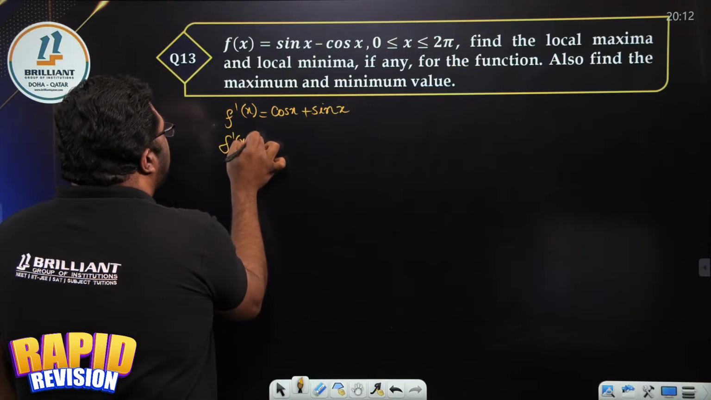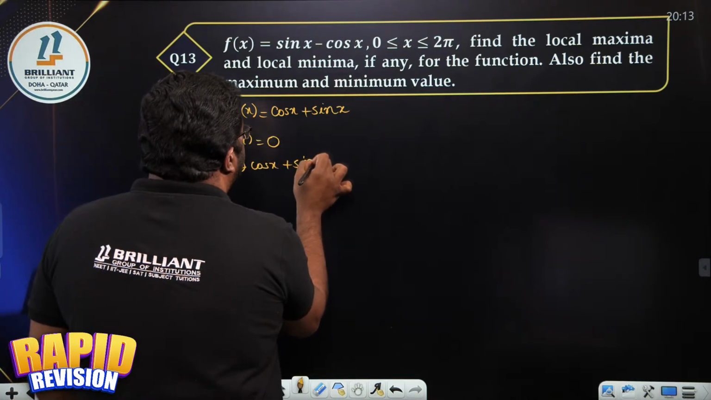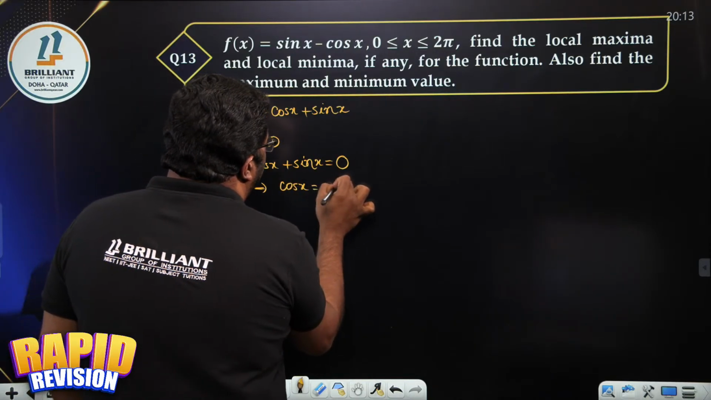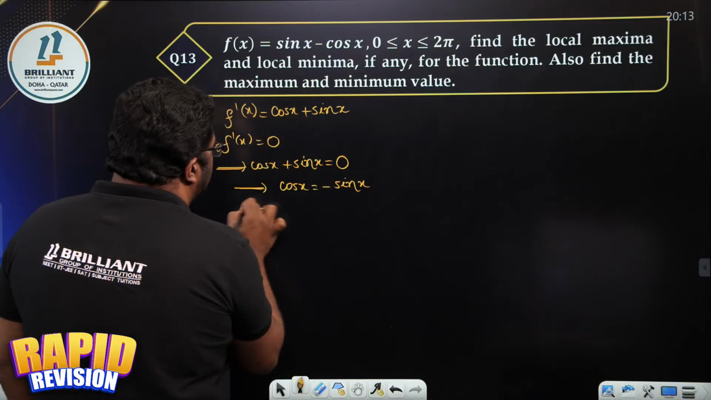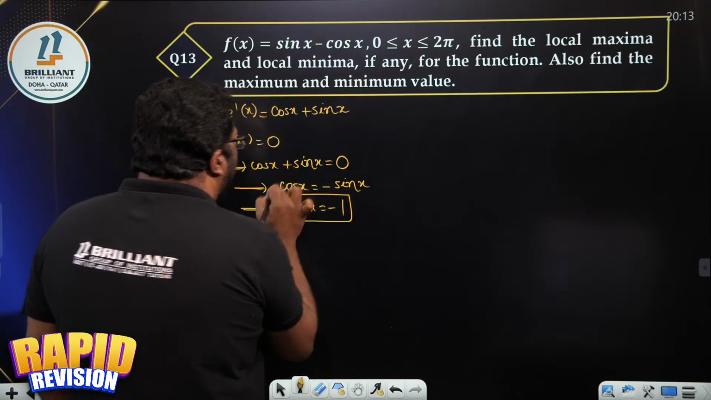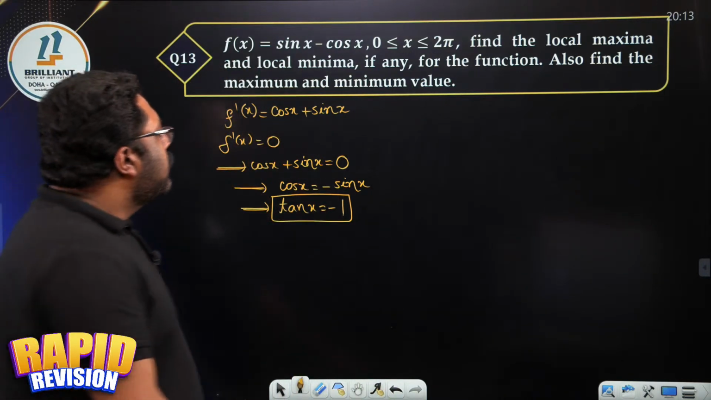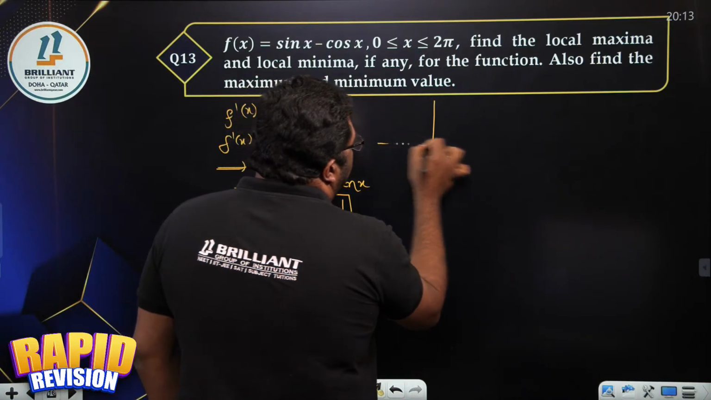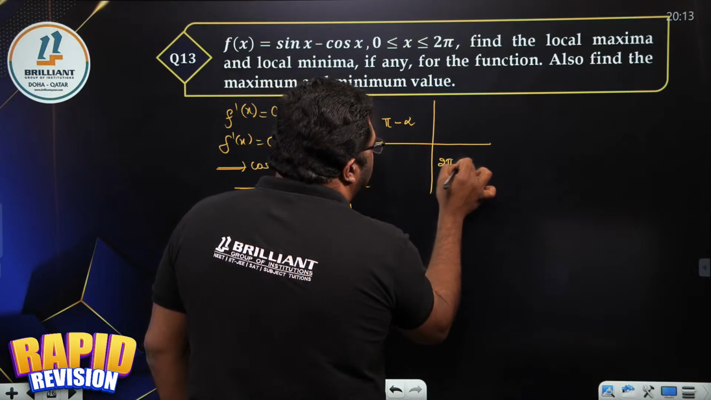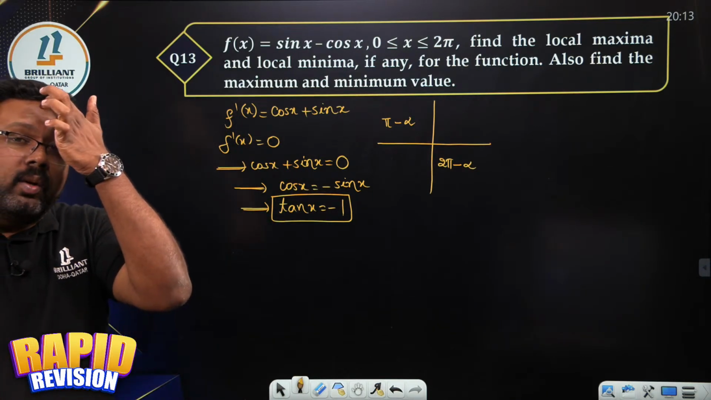So f dash of x equal to 0 implies cos x plus sin x equal to 0. Cos x equal to minus sin x implies tan x equal to negative 1. I hope you remember doing a question with positive 1 before. So it's negative this time. Negative in the sense it should be in the second quadrant or in the fourth quadrant. Negative happens for tan x in the second quadrant and fourth quadrant.